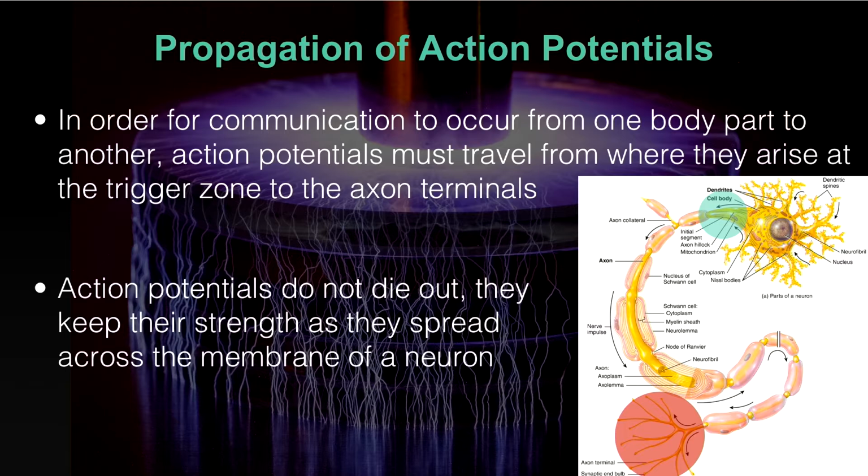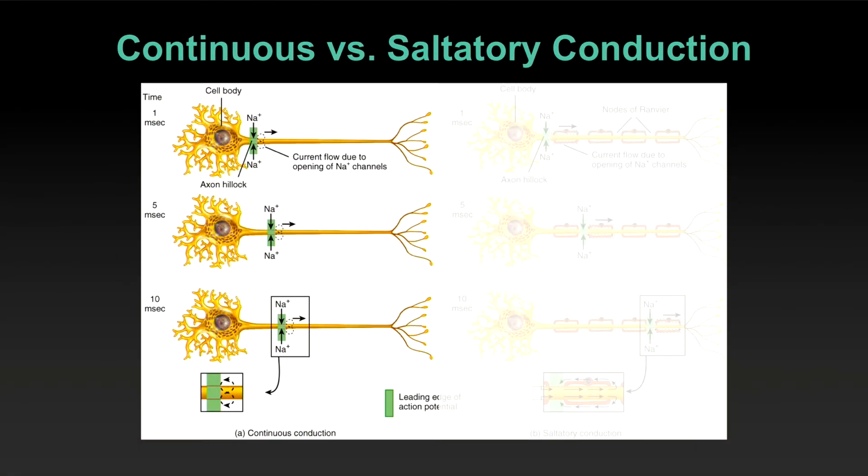I also want to point out that this propagates in one direction only, from the trigger zone to the end, to the synaptic bulbs. It doesn't go backwards. And we'll illustrate that a little bit on the next slide. But I just want you to start thinking if one area has depolarized, it can't repolarize and then be active again for a brief period of time. We'll call that a refractory period. So we'll talk about that when we talk about the types of conduction that we have.